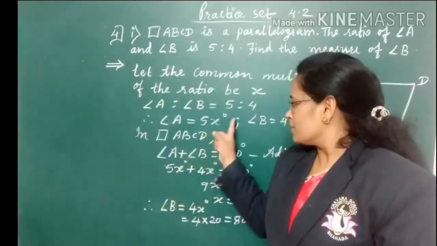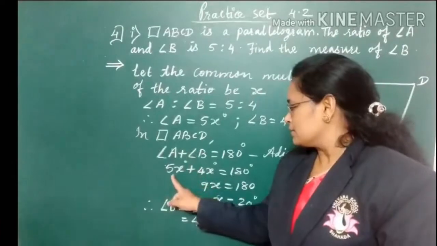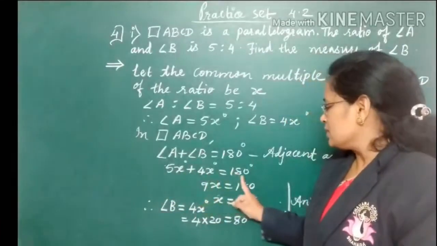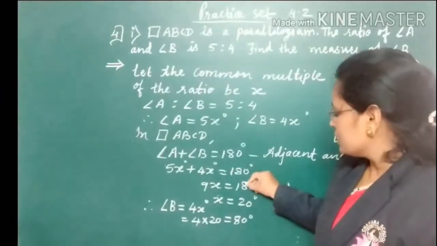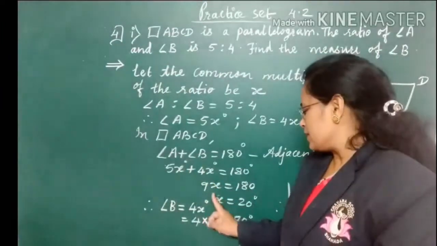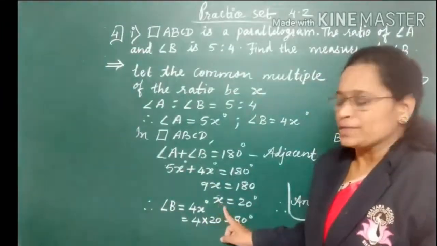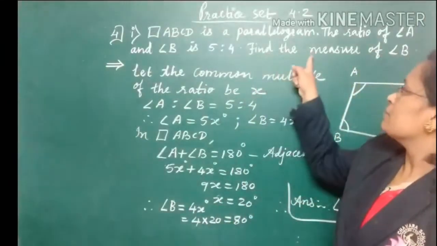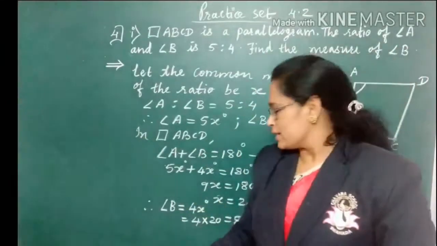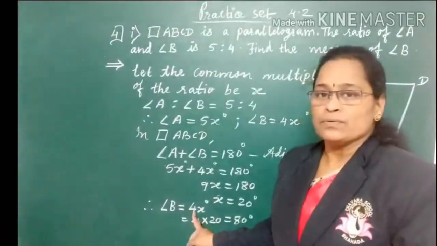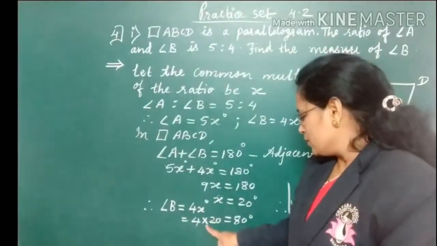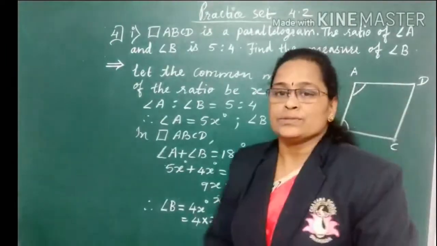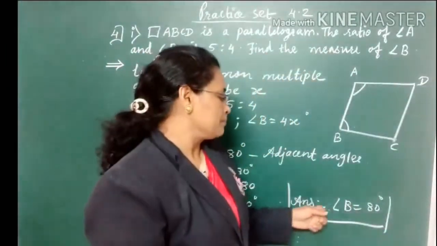Substitute the measures of angles A and B: 5x degrees plus 4x degrees is 180 degrees. Now if we add 5x plus 4x, that is 9x, so we get x equal to 20 degrees. What is the question? Find the measure of angle B. So angle B is equal to 4x degrees. Let's substitute the value of x here. So 4 into 20, that is 80 degrees. So angle B is equal to 80 degrees.